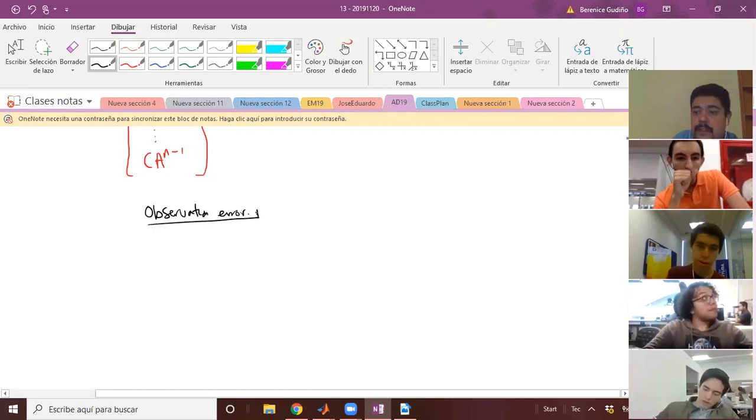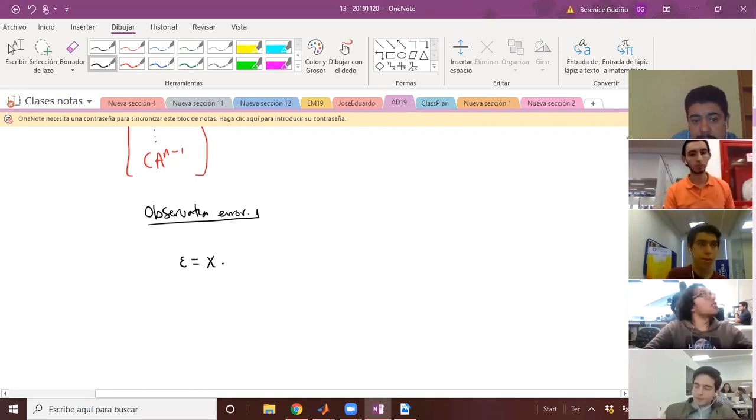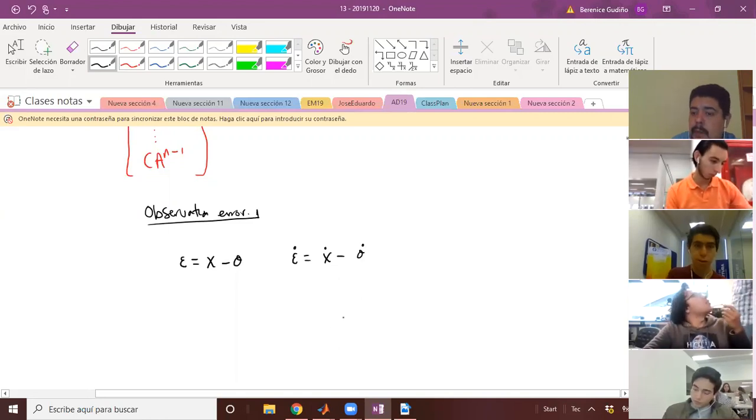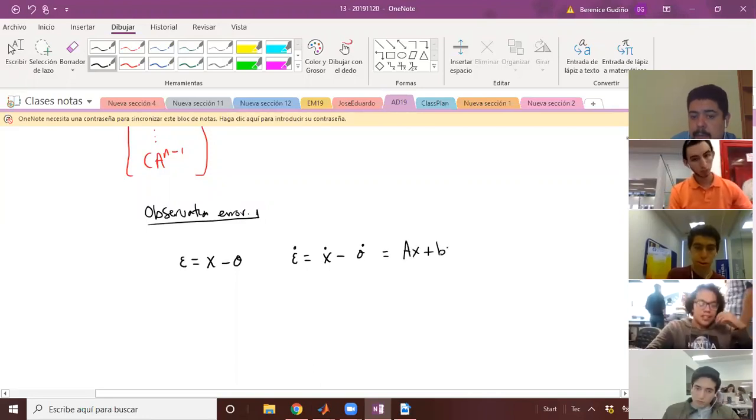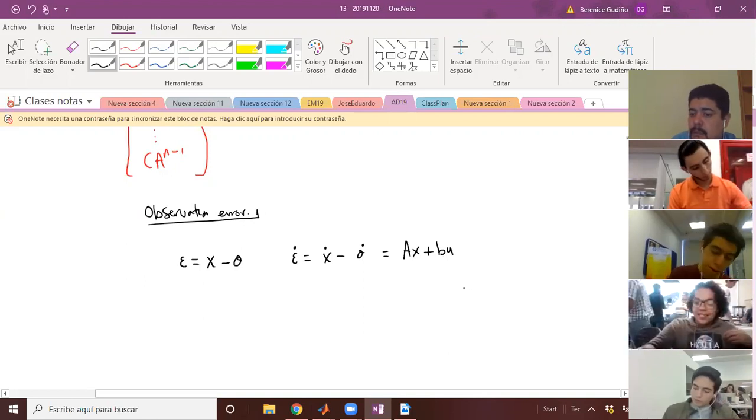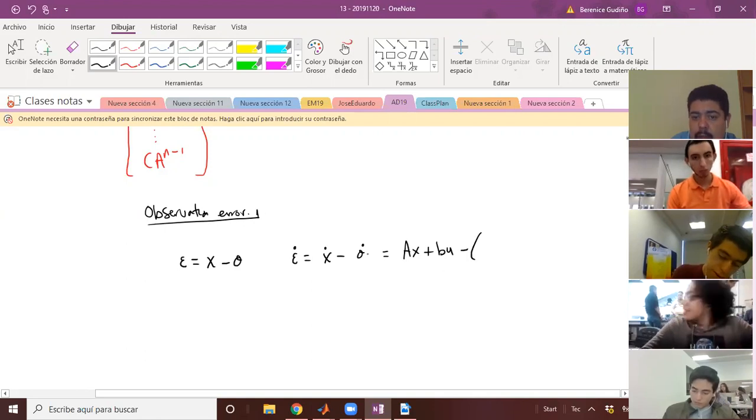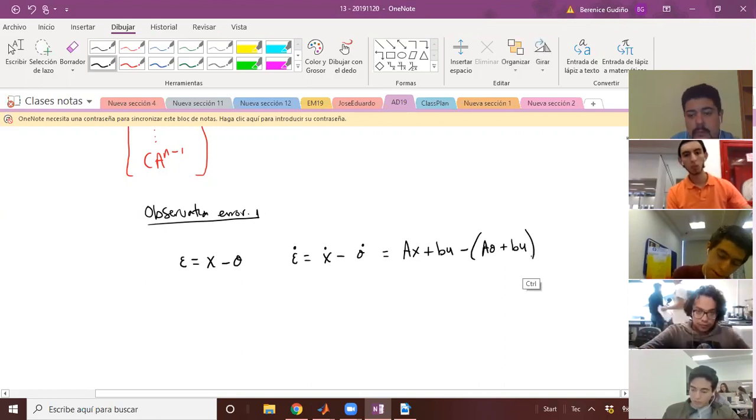In this observation error, let me call it E, this is going to be X minus O. Then what I'm going to do is take the derivative of this one. What is X dot? X dot is AX plus BU, minus, what is O dot? O dot is AO plus BU, plus L that multiplies the output minus the observed output.